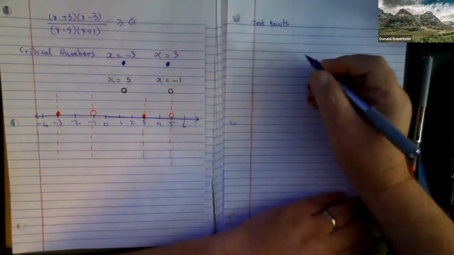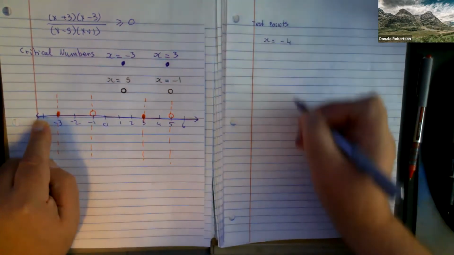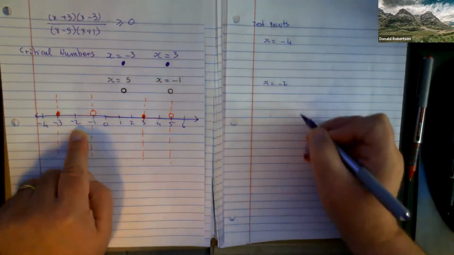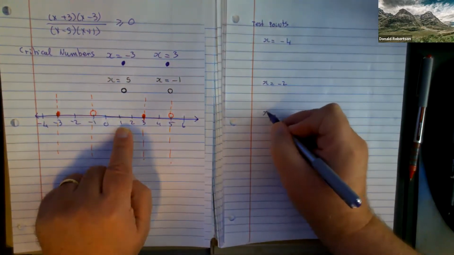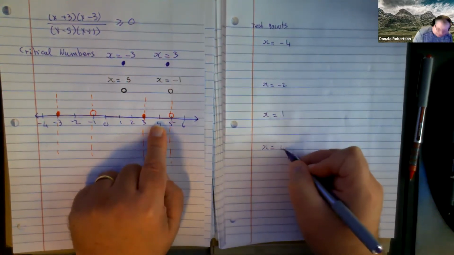In this region, I'm going to do -4. In this region, I'm going to do -2. In this region, I'm going to do 1. In this 4th region, I'm going to do 4. And then this large region, I'm going to do 6.